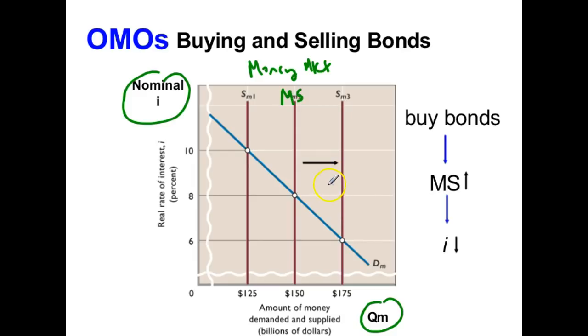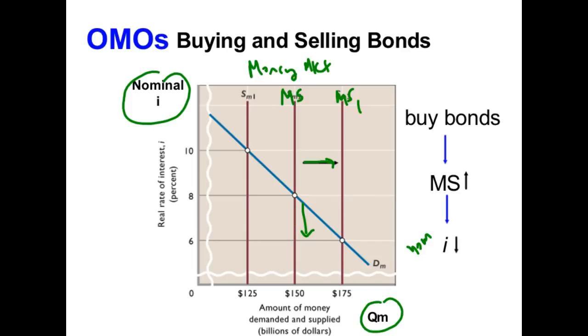And if the Fed buys bonds, when the Fed buys bonds, that literally puts cash into people's hands, and it puts more cash in the excess reserves of banks. That directly increases the money supply, and we can see that it causes the interest rate to fall. In this case, the interest rate falls from 8% to 6%. And we can record that in flowchart form here too. Fed buys bonds, money supply goes up, interest rate goes down. And again, this is the nominal interest rate.